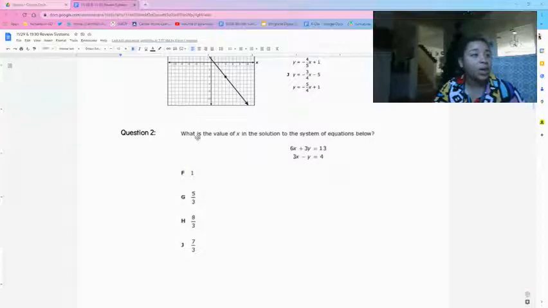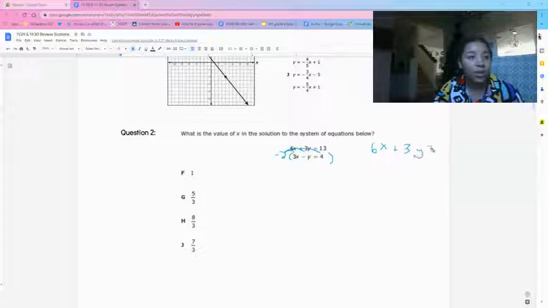Now this one says, what is the value of x in the solution of the system below? Here, you can do this in many ways. This one, I'm going to choose elimination because the x and y values are lined up. So what I'm going to do here is turn this into a negative 6 by multiplying each term by negative 2. So we're going to do this one, and this one. Let me write this equation over here first.